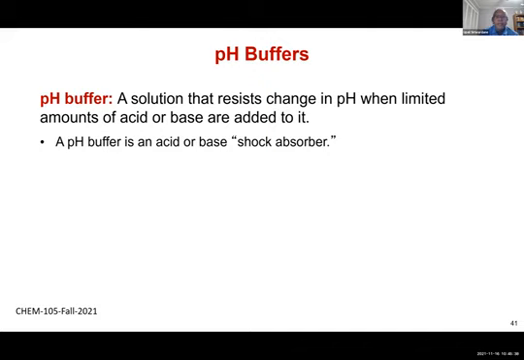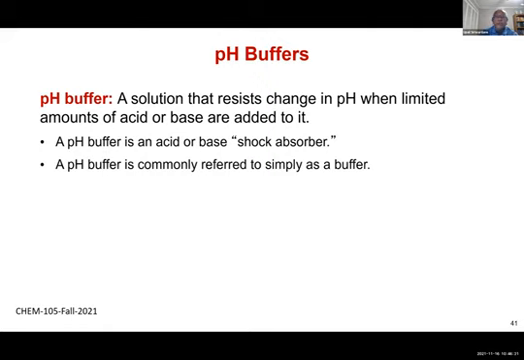A buffer is an acid or base shock absorber. That means when you add an acid, the pH of the solution is supposed to decrease, or when a base is added to the solution, the pH is supposed to increase. However, a buffer solution maintains the pH at the original level. Therefore, it acts as a shock absorber for pH changes.